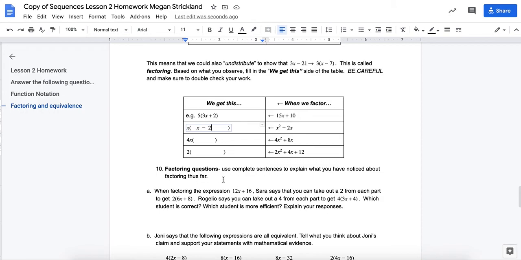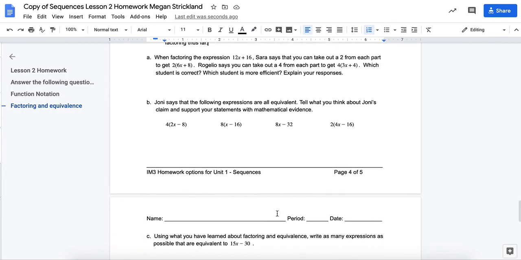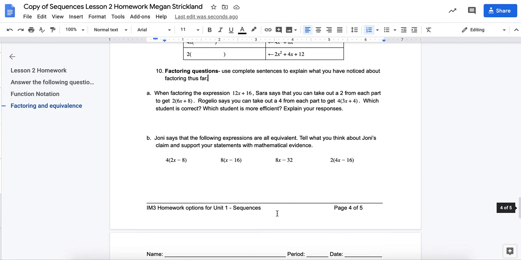Please make sure that you answer this question. So use complete sentences for explaining what you've noticed in factoring so far. Okay, so what we're going to be doing is looking at these and just explaining answers to them. So when factoring the expression, Sarah says that you can take 2 out from each of the parts. Rogelio says that you can take 4 out. Which student is correct? Okay, so explain who is correct. Which student is more efficient? So you should probably have 2 or 3 sentences.